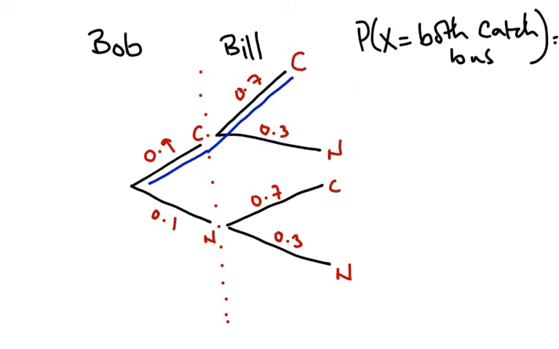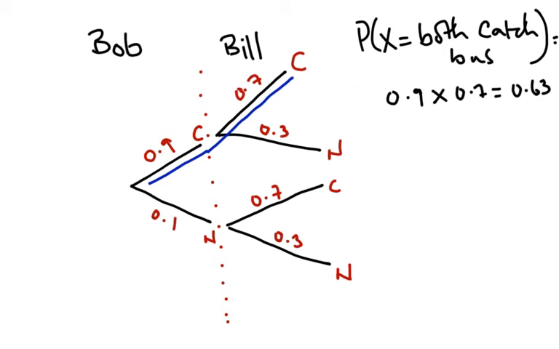Bob catching the bus is 0.9, and I use the word "and", so I have to multiply. The probability that Bill catches the bus is 0.7. So 0.63 is my answer, which is just over an even chance that they both catch the bus. Okay, now let's look at a different problem.